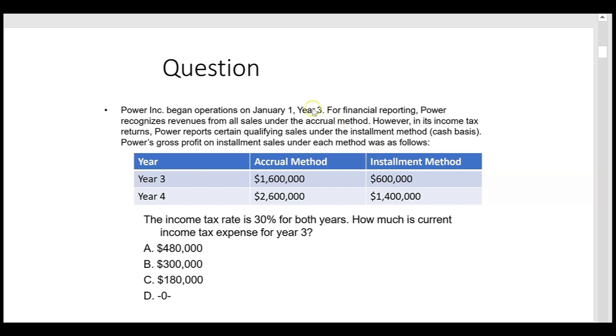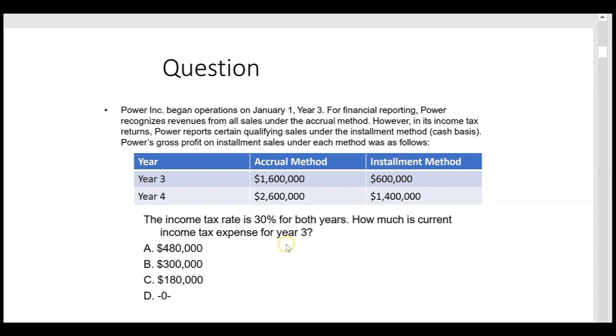So Power began this year, and they recognize revenue from all sales under the accrual method. However, in the tax return, they report certain sales under the installment method. And here's the gross profit on installment sales under each method. So on the financial statements, they used accrual accounting, and in year 3 picked up $1.6 million. So book income in year 3, $1.6 million. Taxable income in year 3 was based on the installment method, and taxable income, they tell us, was $600,000.